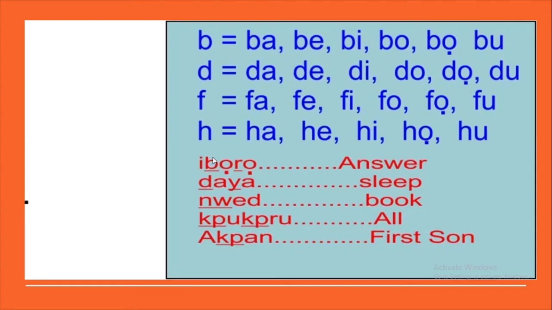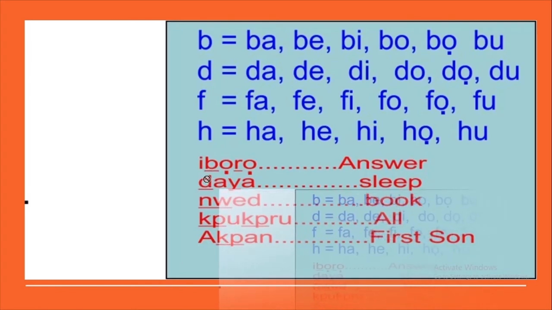We have a vowel letter I here, then B, which is a consonant, O, which is a vowel, then R, which is a consonant, and another O, which is a vowel. So we have I, B, O, R, O, which gives you Iboro. Iboro means answer.